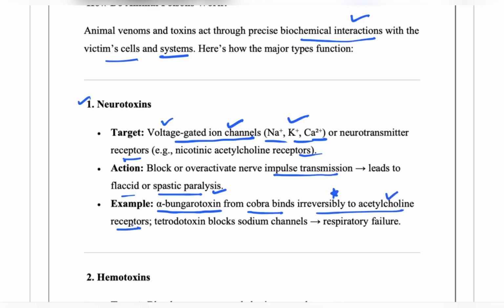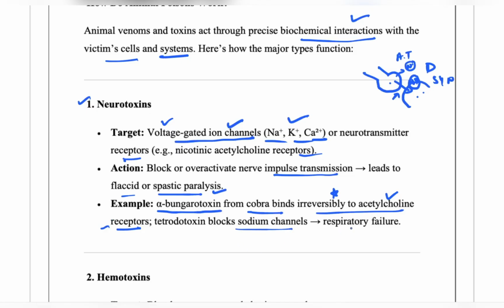Acetylcholine is a receptor. If you are familiar with neural transmission, if this is the axon terminal, and this is the post synaptic neuron, so this is going to be the dendrite portion, right? So the transmission has to happen from here to here. There are some receptors, because from here the neurotransmitter will be released, and this neurotransmitter is going to bind to the receptor over here in the post synaptic neuron, because this is the synapse portion. So if you block these receptors, the nerve impulse is not going to transmit. That is the whole point. So the bungarotoxin of the cobra irreversibly binds to the acetylcholine receptor and prevents the transmission of the nerve impulse. Then tetrodotoxin blocks the sodium channel.